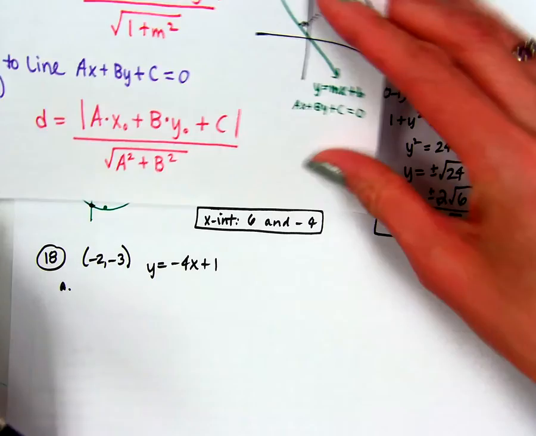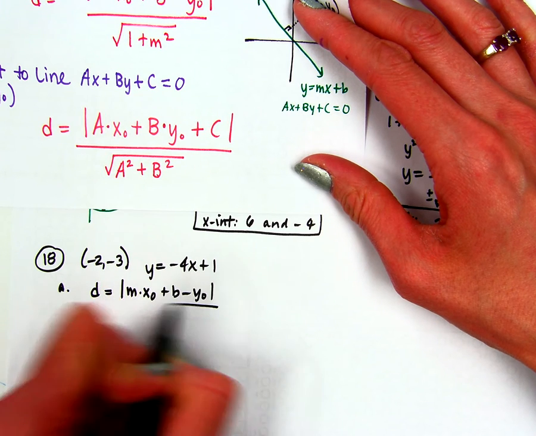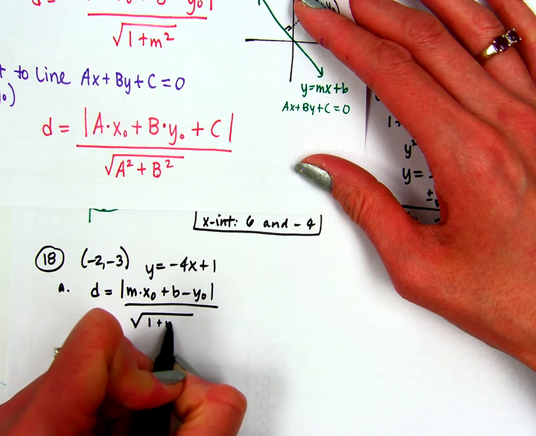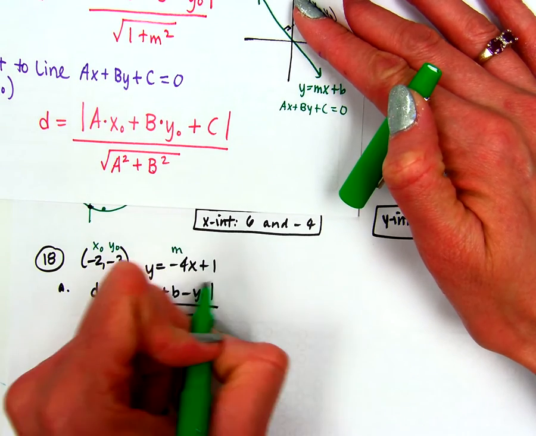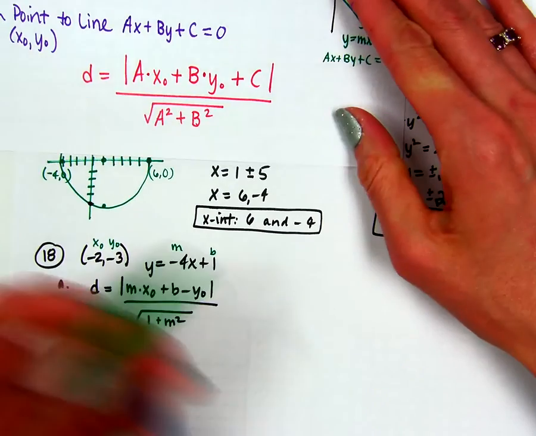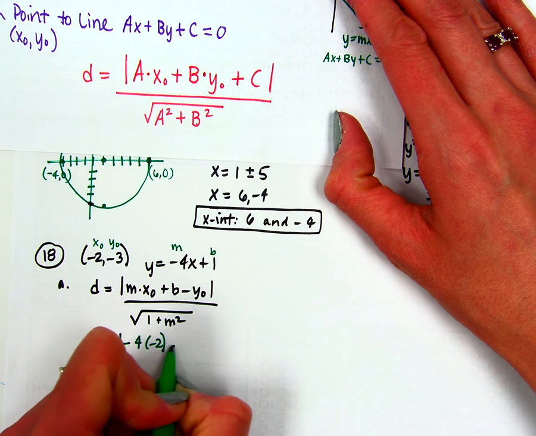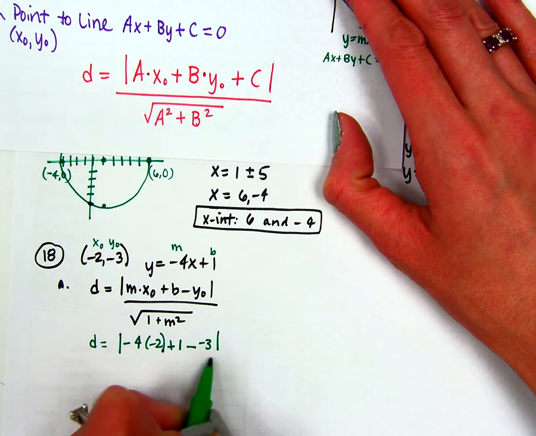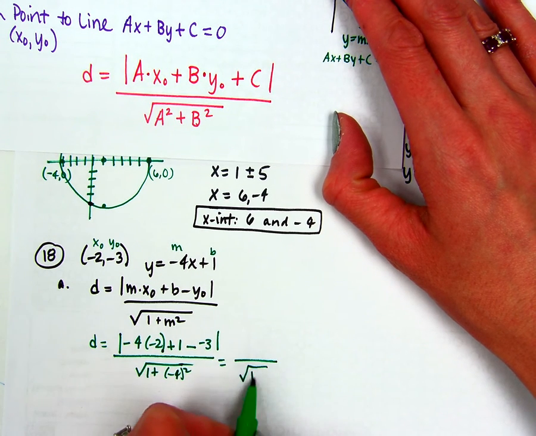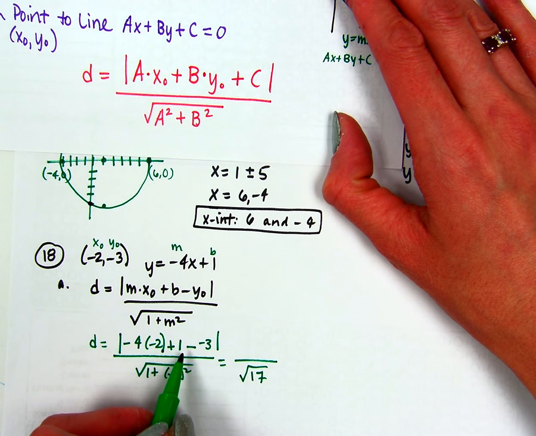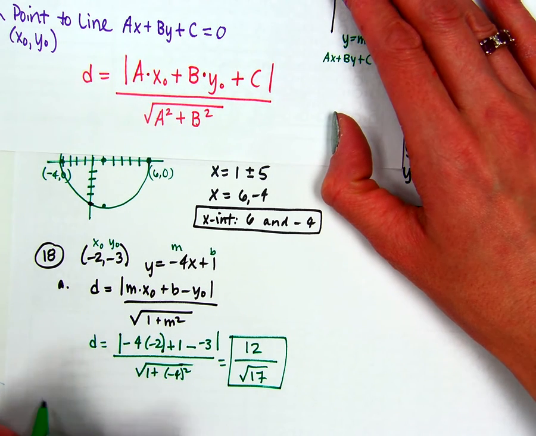Okay, so we've got d equals the absolute value of m times x sub 0 plus b minus y sub 0, over the square root of 1 plus m squared. All right, so here's my x sub 0, here's my y sub 0, here's my m, here's my b. All right, so all we're doing is substituting our numbers in, which should be pretty easy since it's already in y equals mx plus b form. So we have -4 times -2 plus 1 minus -3, the absolute value of all that, and we have the square root of 1 plus -4 squared. So my denominator, I get square root of 17, and this is 8 plus 1 plus 3, which is 9 plus 3, which is 12. Okay, so that's good. If you want to rationalize it, you could do that as well.